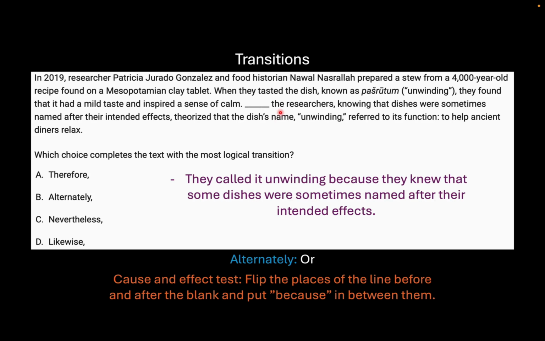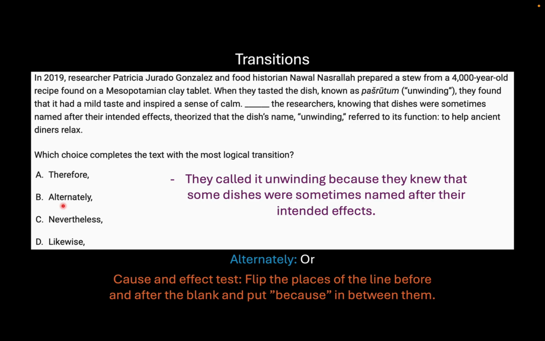So watch this. The researchers, knowing that dishes were sometimes named after their intended effects, theorized that the dish's name, unwinding, referred to its function, to help ancient diners relax. Because when they tasted the dish, known as pasratum, unwinding, they found that it had a mild taste and inspired a sense of calm. So did you see what I did there? I basically replaced the line after the blank with the line before the blank, and I put because in between them. And we can see that this made perfect sense. It was still like a normal sentence. And whenever this happens, that means you'll use a cause and effect transition. So therefore could be correct.